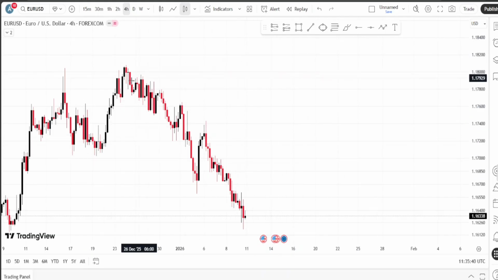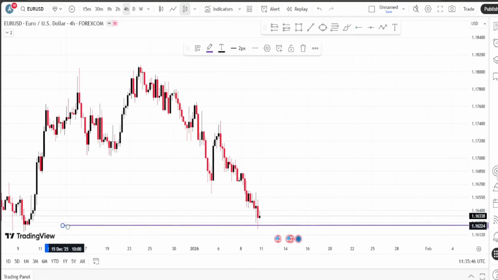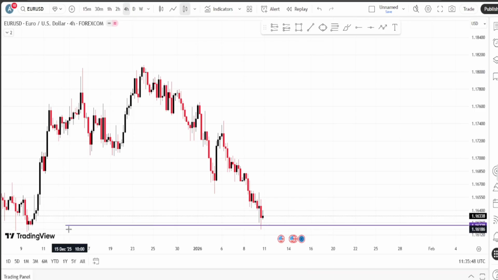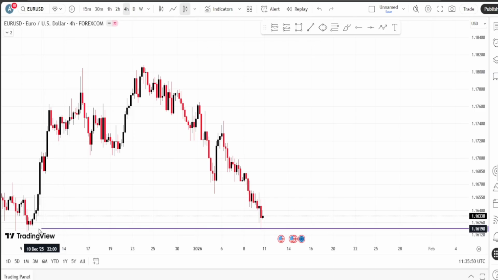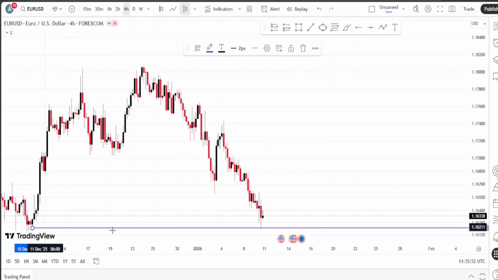So as you can see, Euro USD is approaching a very key zone here. Okay, liquidity area here. So the first thing which has actually happened is that price swept liquidity. Okay, and actually we have a rejection quickly on the 4-hour chart.